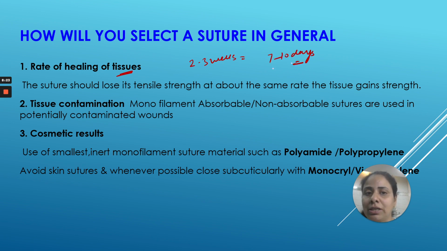Then tissue contamination. If the tissue is extremely contaminated, you cannot use multifilament because it has high capillarity action. You have to use monofilament sutures. Also, consider the cosmetic results. Suppose you are working in a cosmetic area, there is a laceration on the skin of the face of the patient, then you have to use thinner sutures, maybe 5-0 or 6-0 sutures. Accordingly you will choose your sutures.